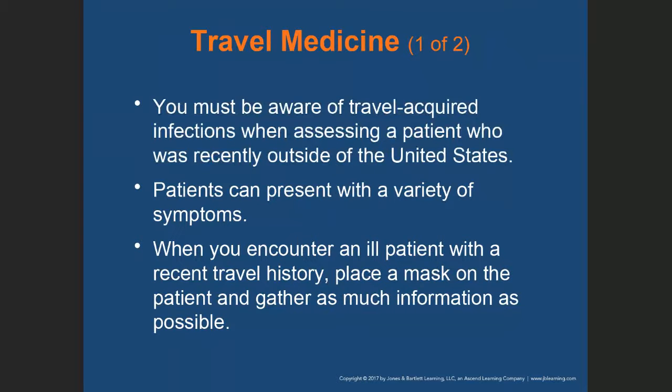Travel medicine. You must be aware of travel-acquired infections when assessing a patient who was recently outside of the US or recently outside of Jamaica, because the US might be the most contagious country in the world right now as it relates to corona. So if you're interacting with any foreigner from the US, you need to be taking all the necessary precautions. Patients can present with a variety of symptoms. When you encounter an ill patient with recent travel history, place a mask on the patient, maintain that 6 feet distance, and get as much information as you can. If you have to breach that distance, ensure that you have the appropriate PPE to do so.